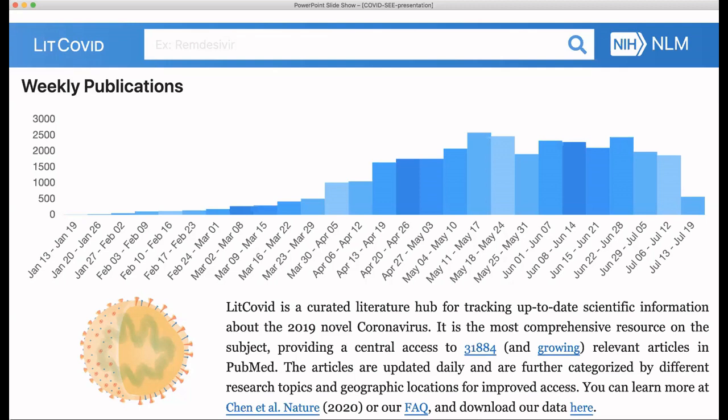In fact, the primary person behind this is my former PhD student, Qinyu Chen, working with Zhong Lu at the National Library of Medicine. And so you can see from this graph that, in February, we were already starting to see case reports and early research on the virus. And over time, the amount of literature related to COVID-19 has really been growing.